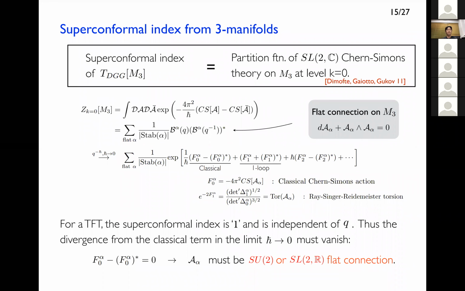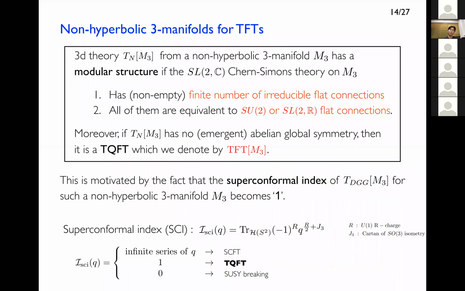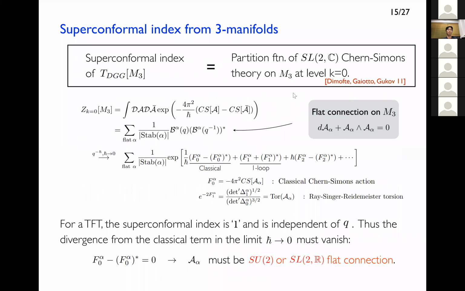Okay, yeah, so I'll now show you that the superconformal index of T_DGG for the three-manifolds satisfying these two conditions becomes one, and therefore the 3D theory would become a topological theory. In the 3D-3D correspondence, the superconformal index of T[M3] is given by the partition function of SL(2,C) Chern-Simons theory on the internal three-manifold with the Chern-Simons level k equals 0. Using this relation, we can write the superconformal index as the path integral of the Chern-Simons theory put on the internal three-manifold.